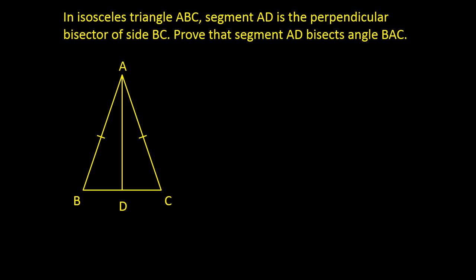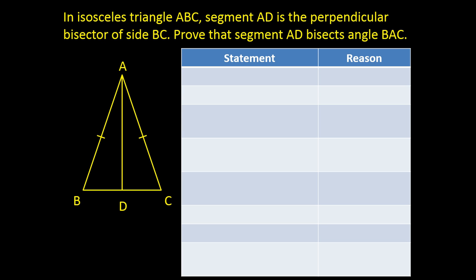So let's take a look at some proofs now. We have an isosceles triangle here, ABC, and we're told that segment AD is the perpendicular bisector of side BC. And we want to prove that segment AD bisects angle BAC. When we write proofs, we're going to do 2-column proofs. The first column will have a statement in it, and the second column will have a reason for saying that statement.